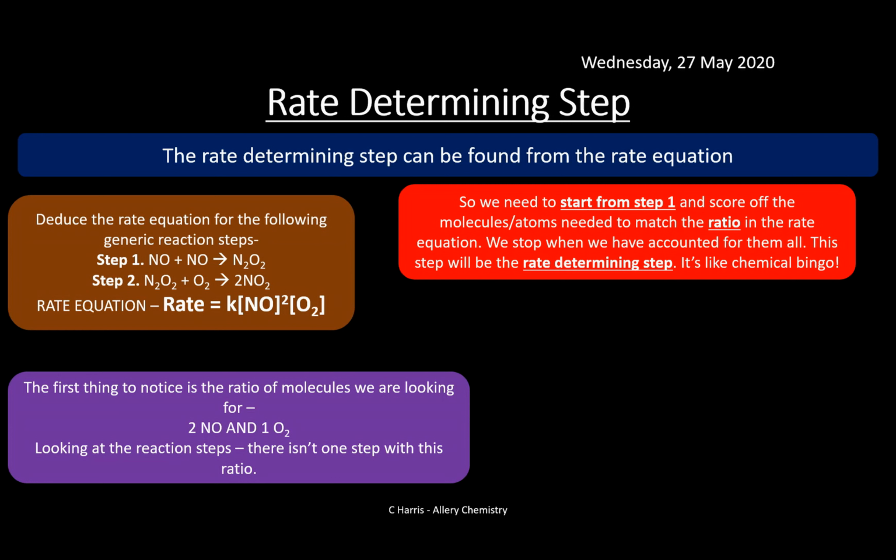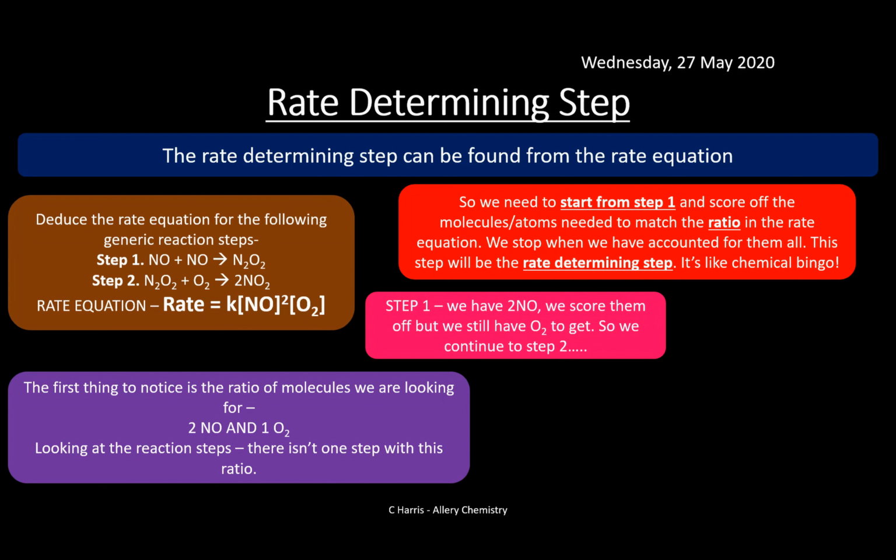But just do it in your head. Right, and bingo, because you've got the marks as well. So we have 2 lots of NO, and so we score them off, but we still have an O2 to get, so we continue to step 2. So let's score them off. So there it is. Okay, so we've got that one.